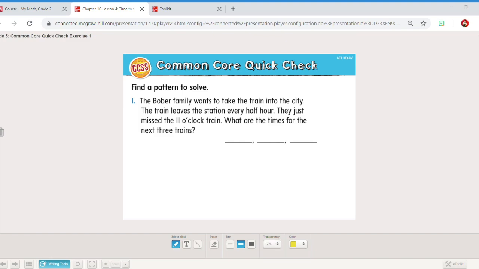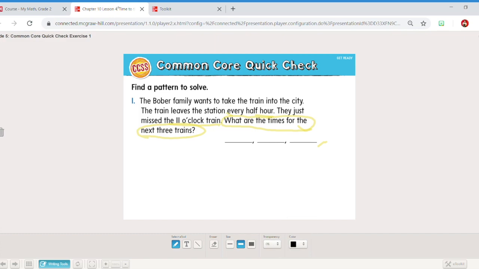So the train leaves every half hour. They just missed the 11 o'clock train. And then circle the question, what are the times for the next 3 trains? So we need to find the time for these 3 trains. Well, let's stick with what we know first. We know that they missed the 11 o'clock train first.